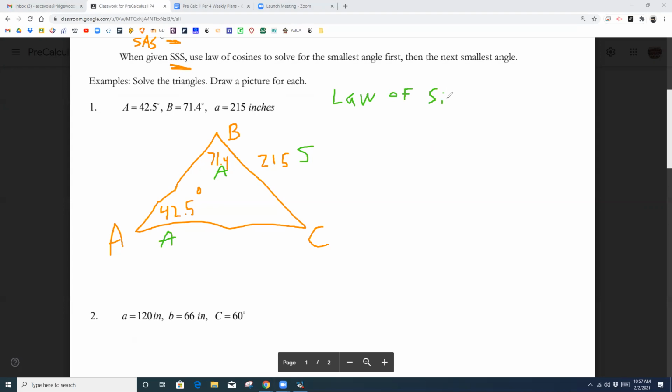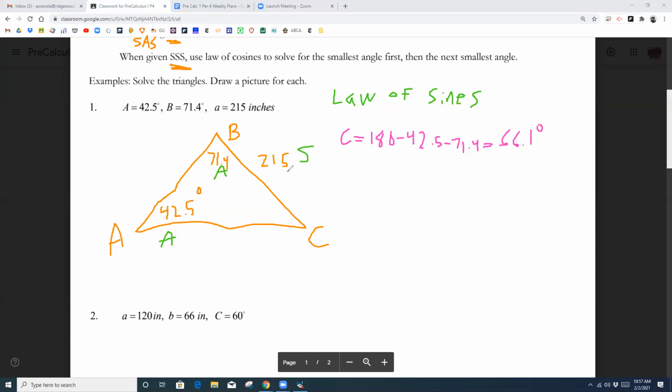To do the law of sines, we need to find the other two missing sides. So if I were to first find this missing angle here, angle C, I could get it by doing 180 minus 42.5 and then minus 71.4. I'll type that in my handheld calculator. I'm sure I'll pull up the actual calculator later. So we got 66.1 degrees.